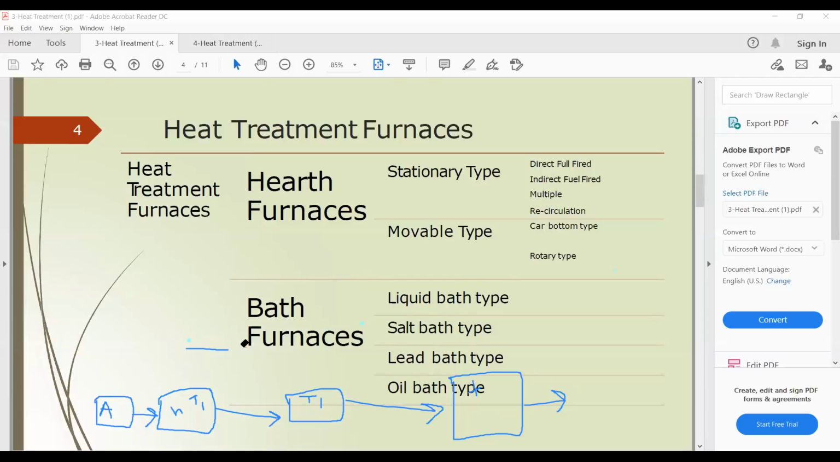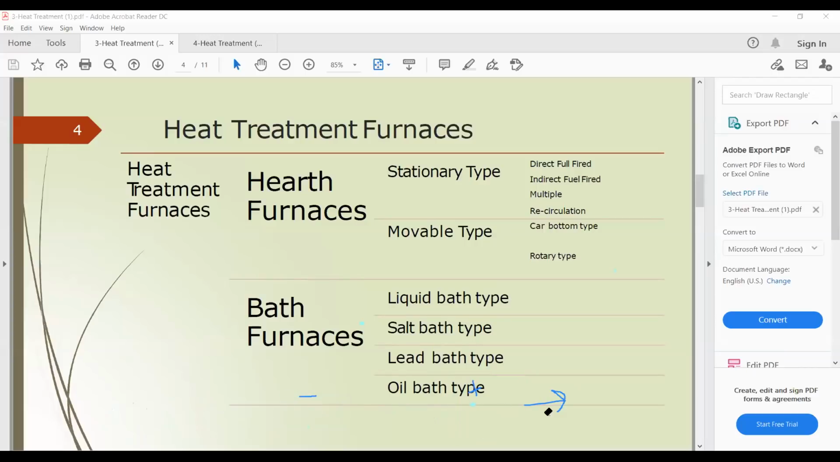Here, heat treatment furnaces, right? Heat treatment furnaces are a kind of instrument. You can use these furnaces for heating processes, right? So if you want to heat the metal, you can place that metal into this furnace and then continue the heating process or the soaking process.